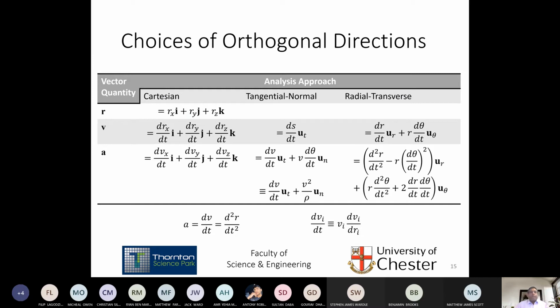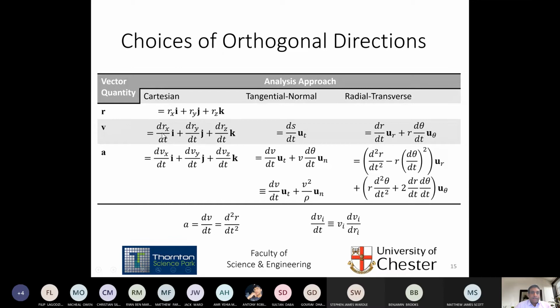So now let's look at the key equations emerging from our kinematics studies in level 4. If we use Cartesian coordinates, displacement can be written as the components in the I, J, and K directions. Let's say these are aligned with three axes X, Y, and Z. Then we can write R as Rx I hat plus Ry J hat plus Rz K hat.